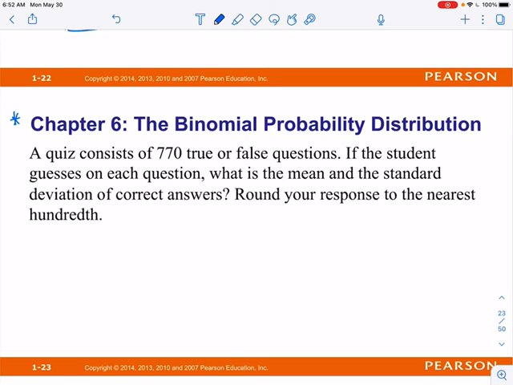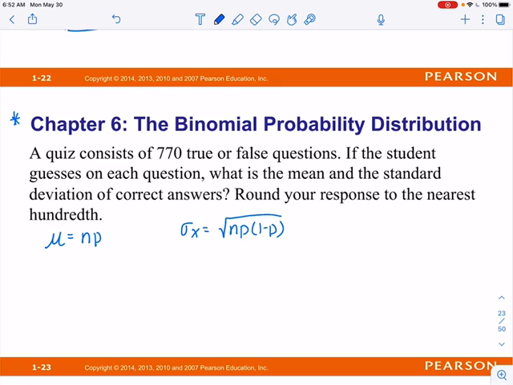So you don't have a list of numbers here. We can't put it into L1 and do that stat calculate. So we have to come up with a different option here. And again, this is when you're going to use those 2 small little formulas. Your mean is going to be n times p, and your standard deviation is the square root of n times p times 1 minus p.